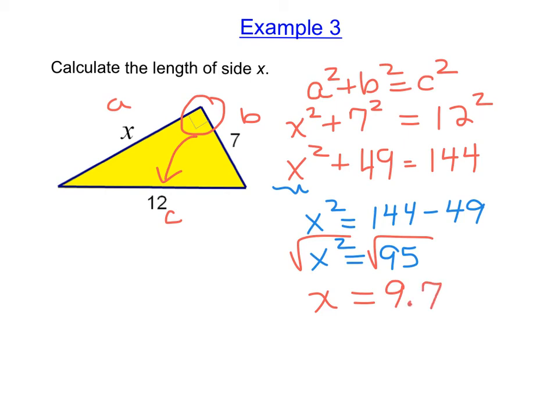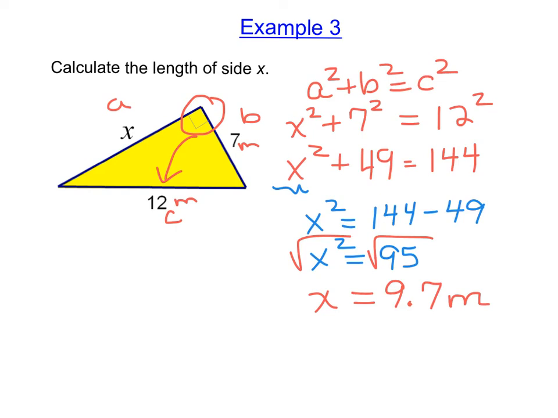I didn't put any units on this, so let's just pretend those are meters. 9.7 meters. And still, I checked to see, is my hypotenuse still the longest side? Yep, hypotenuse is 12. 9.7 is in the range that goes with these other sides.